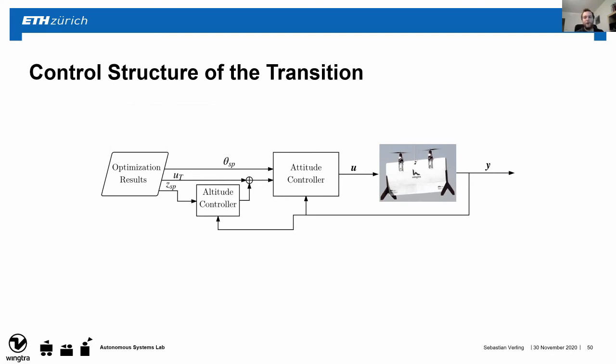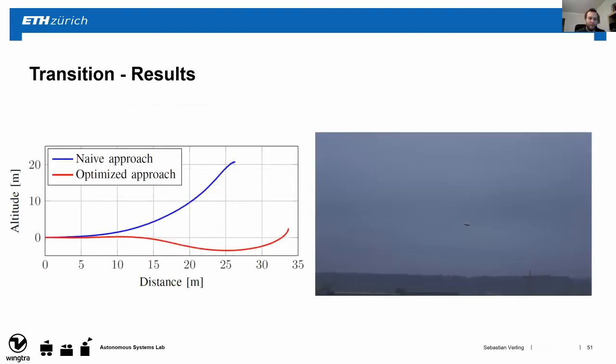Now, when using this approach, we can see the following results for the transition. In the video here, you can now see the optimized transition, where there's a significantly lower change in altitude overall. In the naive approach that we used before, we had around 20 meters altitude gain, and now it's in the range of 3 meters.